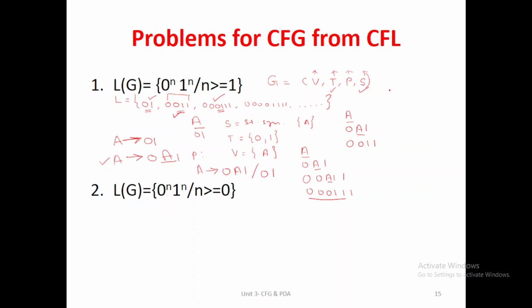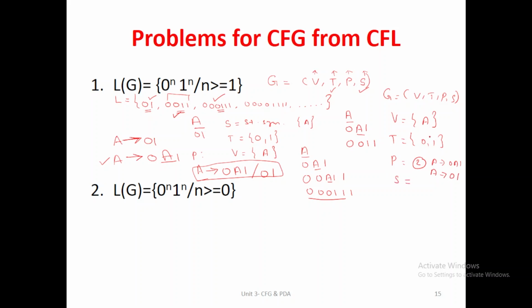So, what is the grammar? Grammar is V, T, P, S. V is the variable, that is capital A. Terminals: what are the terminal symbols available in this production? Only 0, 1. And two productions are available. One is A implies 0A1 and another one is A implies 01.